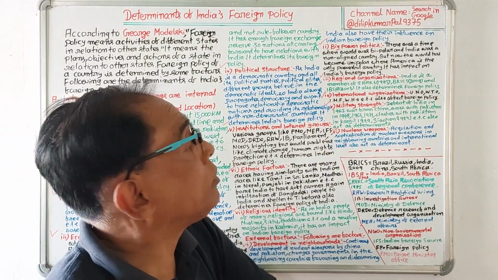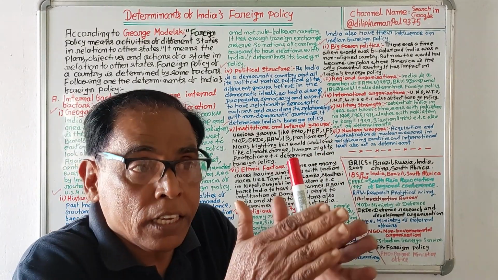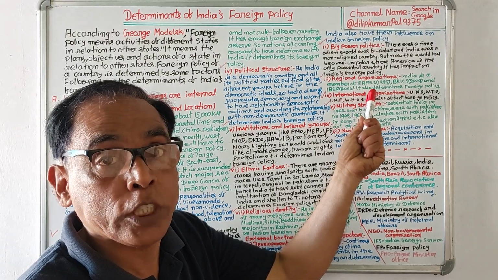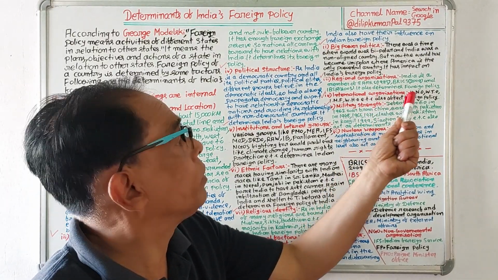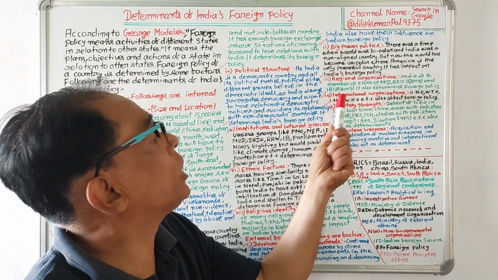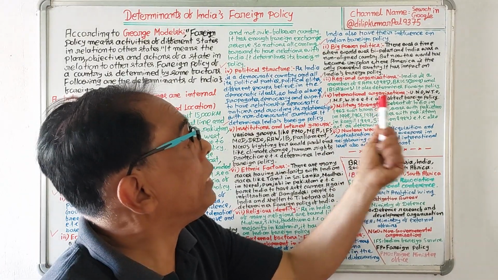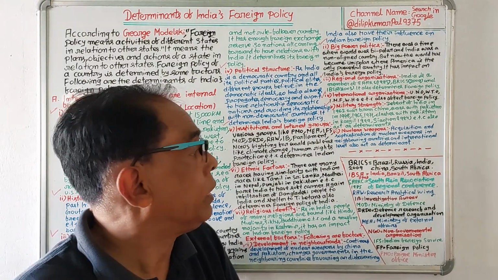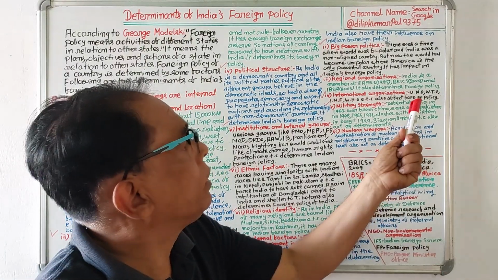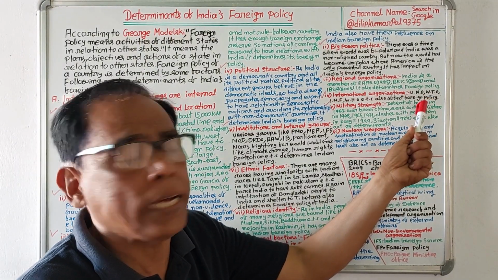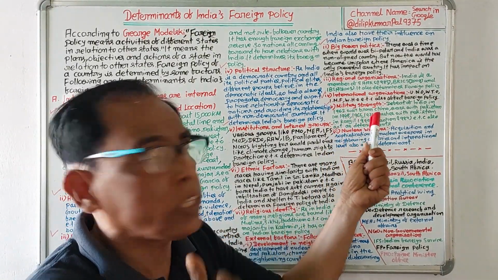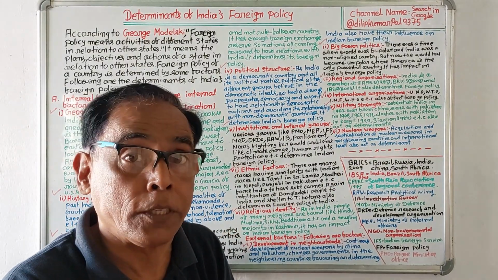Then regional organizations. There are various regional organizations of which India is a member. Like India is a member of SAARC, which was formed in 1985, BRICS, which was formed in 2009, IBSA, which was formed in 2003. It also determines foreign policy. International organizations. There are various international organizations like UNO, United Nations Organization, WTO, World Trade Organization, IMF, International Monetary Fund, WHO, World Health Organization, etc. They also affect the foreign policy of India.